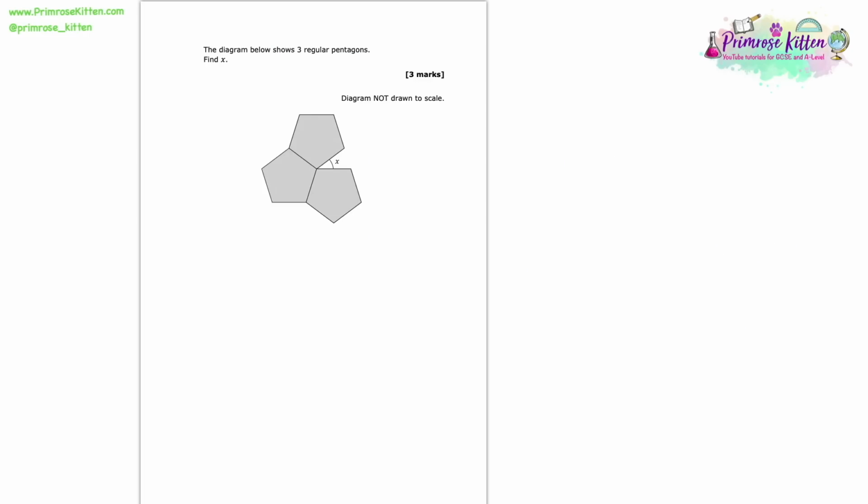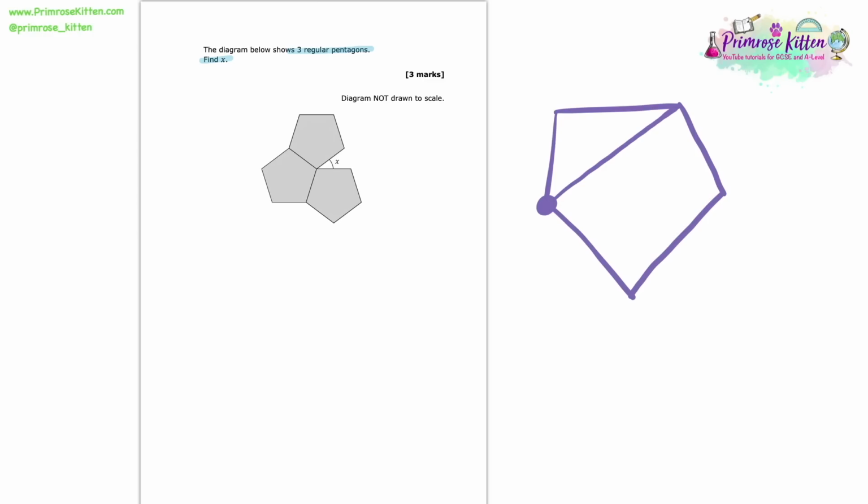So the diagram below shows 3 regular pentagons, and we're asked to find x. When working this out, the fact that they're regular pentagons is really important because it tells us that every angle in the pentagon is identical. Here is a little method that we can use to work out the interior angles in a pentagon.